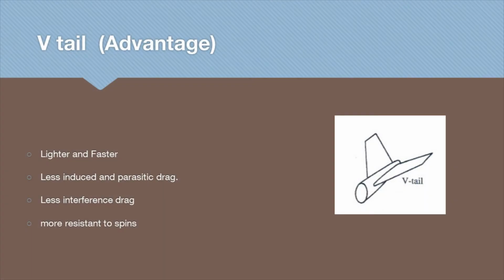So let's talk about the advantage first. First, it is generally lighter compared to other tail configurations, and therefore it can have a faster flight speed. Second, there is less wetted area, so it will produce less induced and parasite drag.